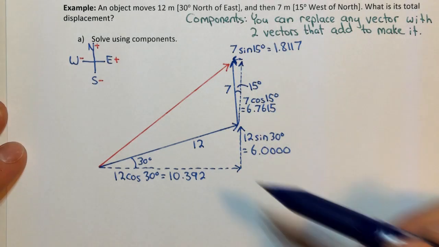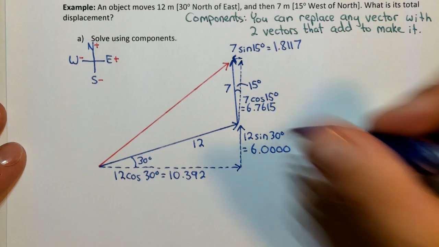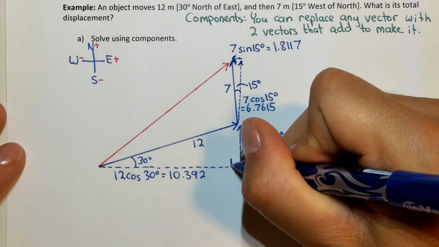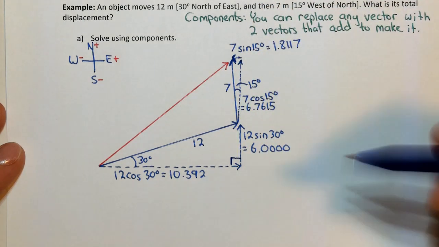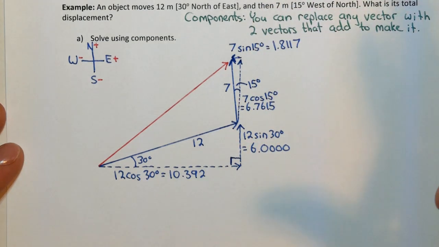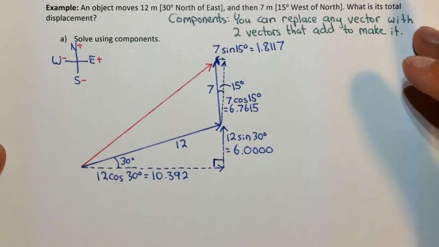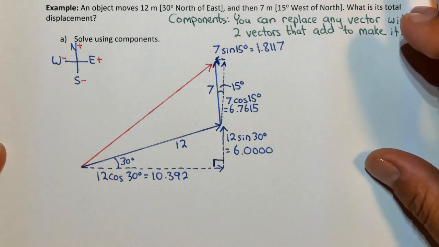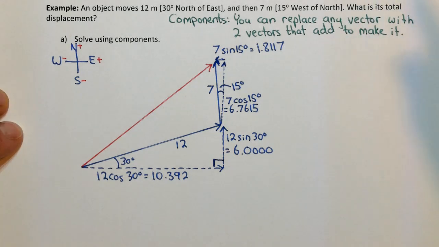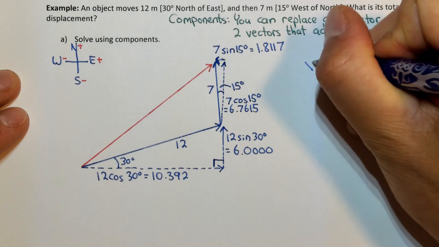And the great thing about these components is that because they are at 90 degrees to each other, and these ones are too, the x and y components don't affect each other in any way. They are totally independent, which means I can add the x components together without thinking about the y components. And I can add the y components together without thinking about the x components. So let's do that.